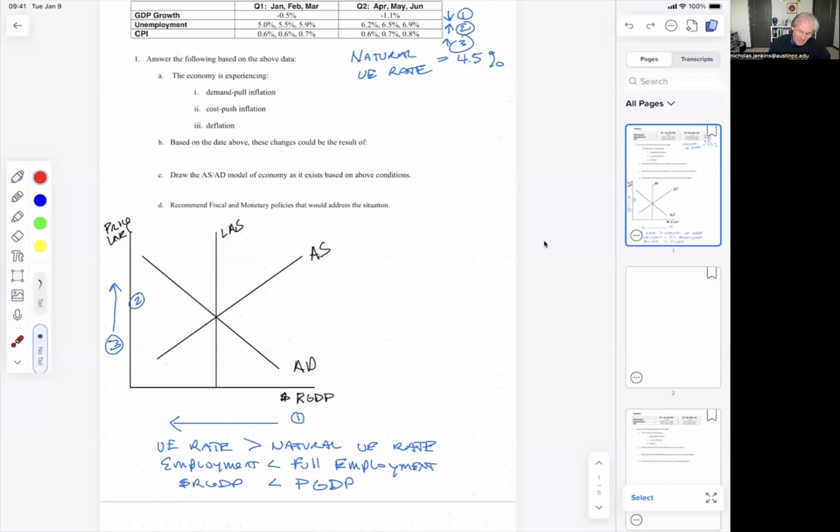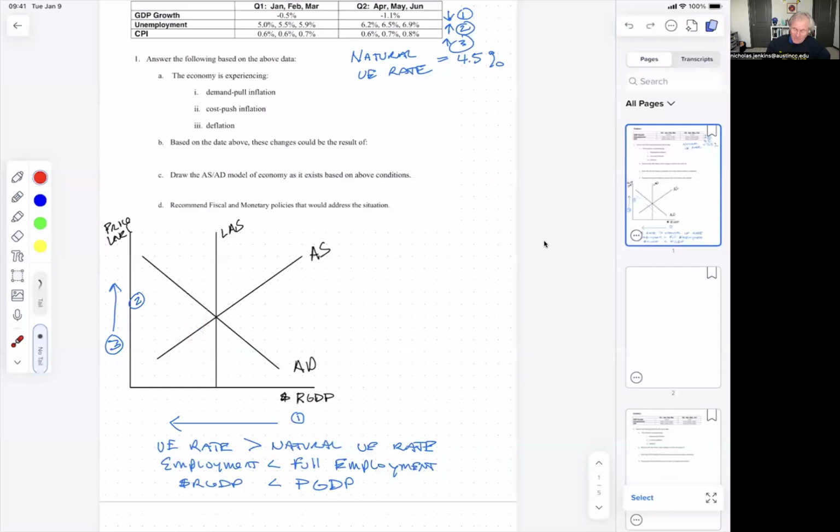Let's see if going in the opposite direction works. Okay. We shift aggregate demand to the left, and now we get an equilibrium over here. We got a recessionary gap. Okay. We are on the right side of long run aggregate supply. But we have prices going down. The price level is decreasing, which means that this can't be the correct answer. So let's take that away.